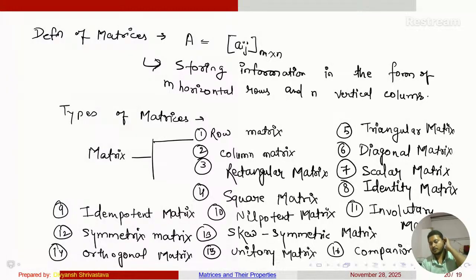Now come to the first point, the row matrix. In lower classes we study some, like the identity matrix, and in advanced classes we study the idempotent matrix, nilpotent matrix, involutory matrix, symmetric matrix, and skew symmetric matrix. So for lower classes we study only 8 points. In higher classes we study all matrices.